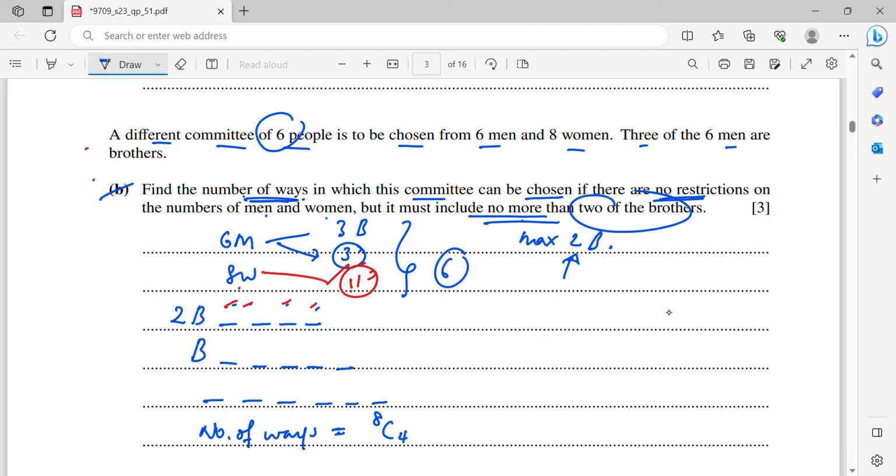Okay, and at the same time I have to choose the 2 brothers. So 2 brothers means that there are 3, then you choose 2. Plus, I need 5 persons from this 11. So 11 choose 5. And then I choose 1 brother, so 3 choose 1. Or I choose 6, any 6 from this 11 persons. So 11C6.